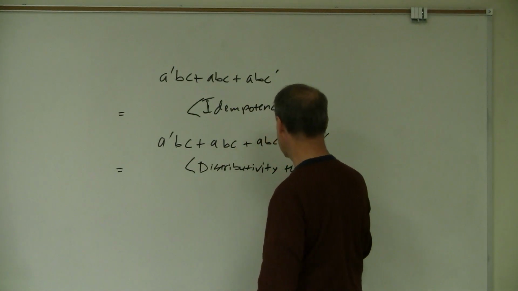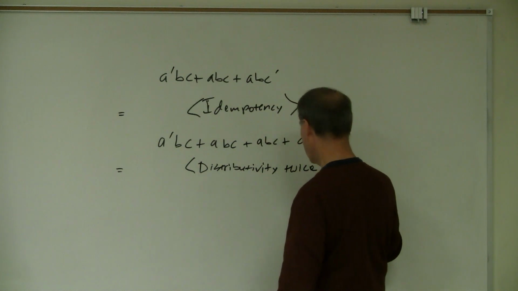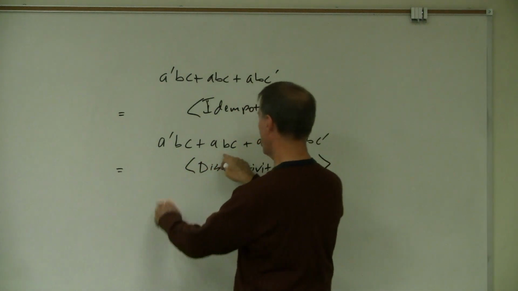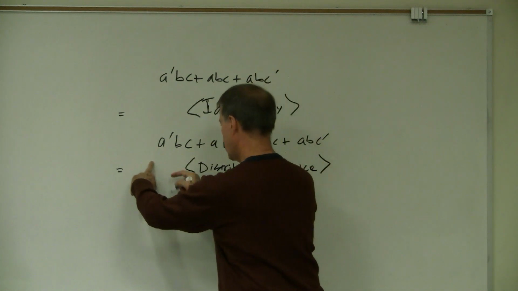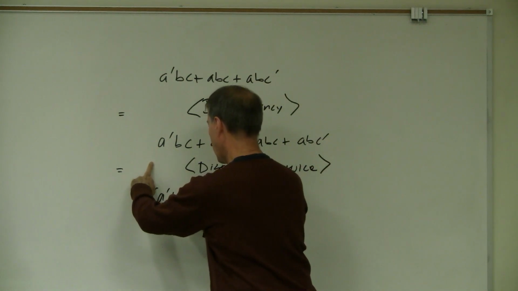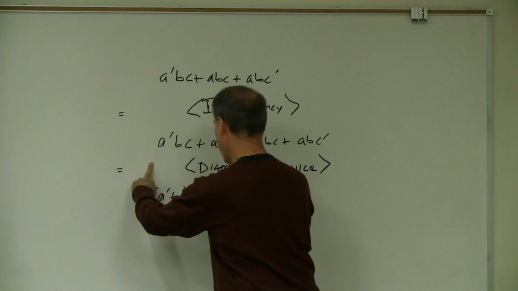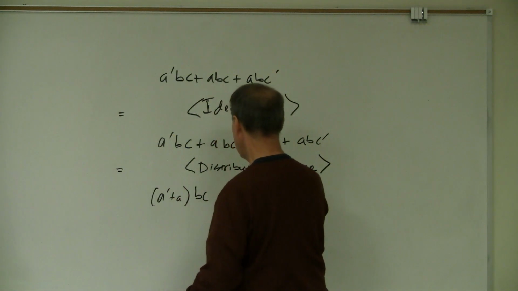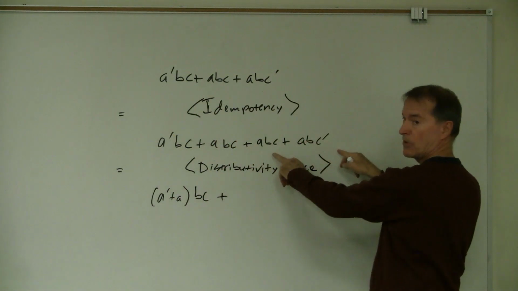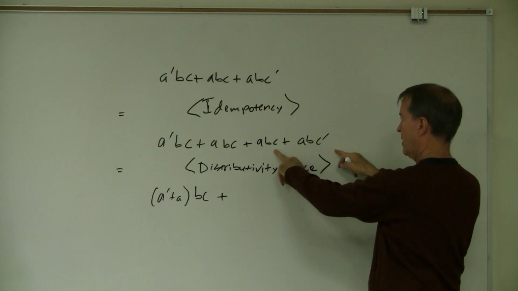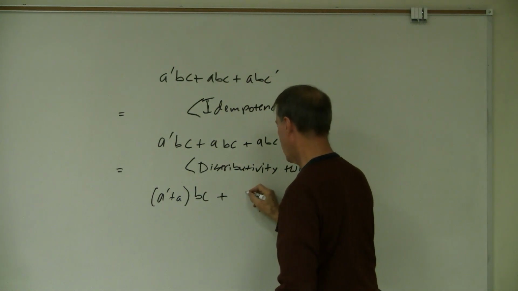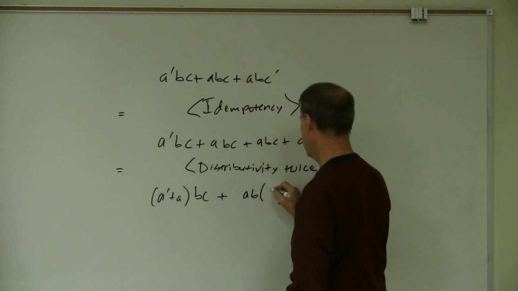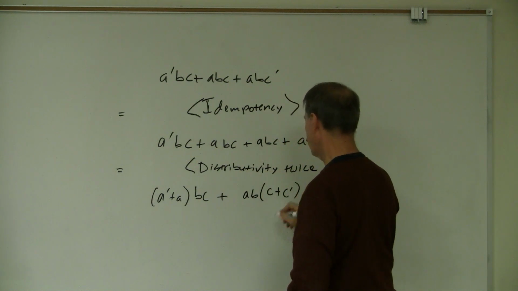Distributivity twice. Okay, so what would you pull out here? A or A prime? A prime, let's do it in order. So A prime or A and what? BC or, and now what would you pull out here? AB and AB, yes, this would be AB and C or C prime.